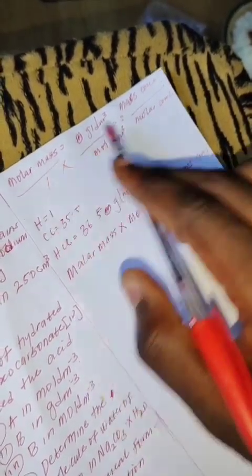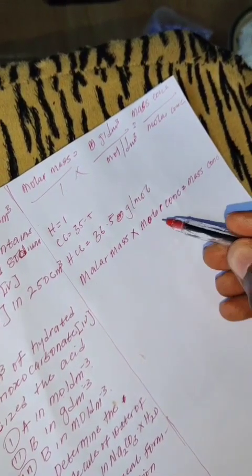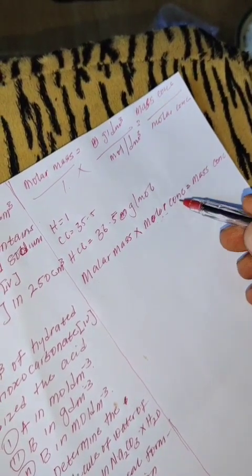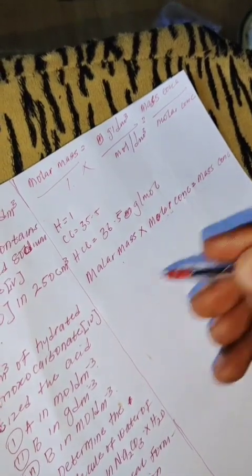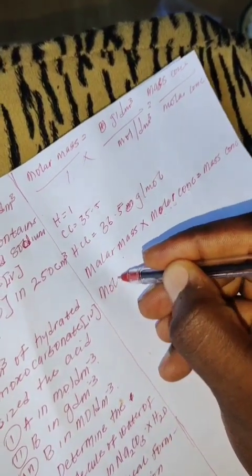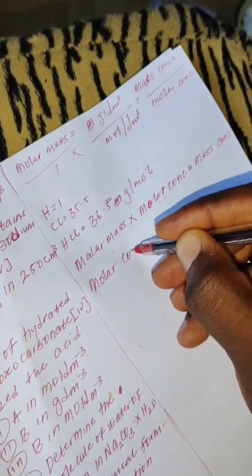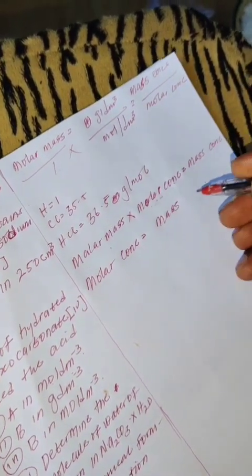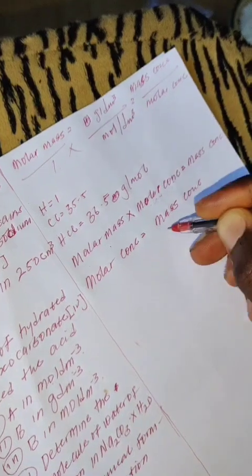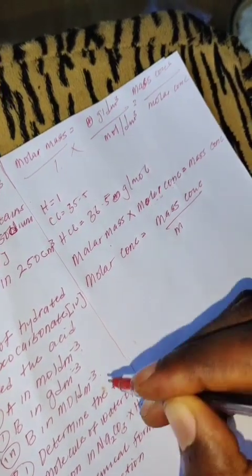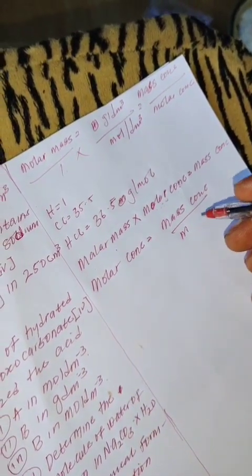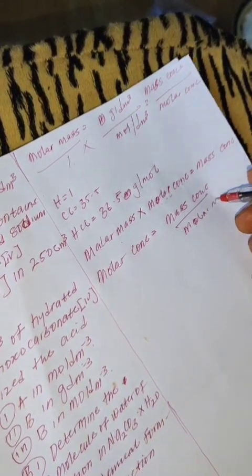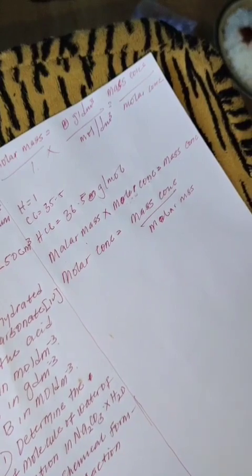What I did, I just cross multiplied, and we are looking for this, mole per dm³. So what do we do? We divide both sides by what is standing with it, which is this. So the molar conc is equal to mass conc over the molar mass.